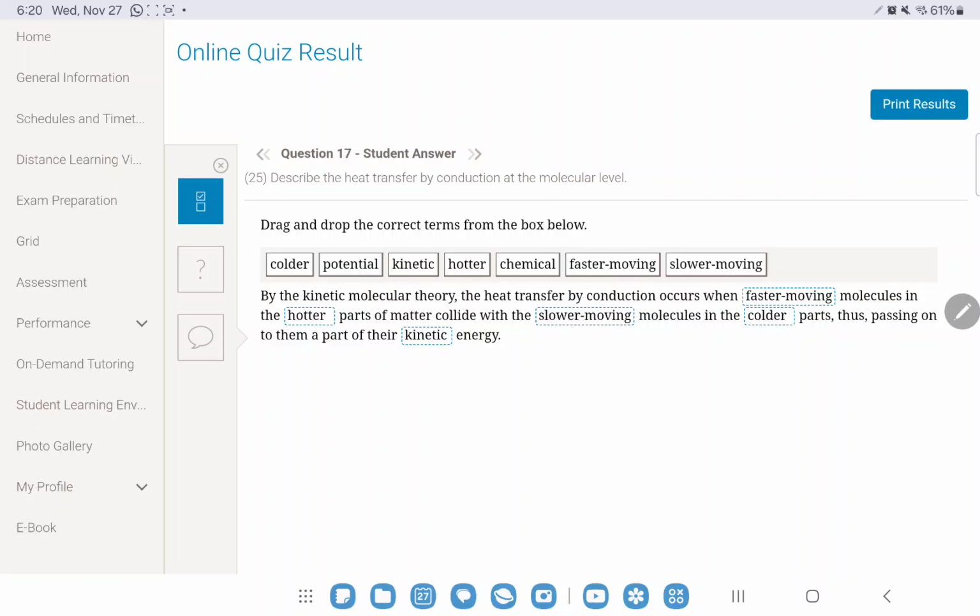Okay. By the kinetic molecular theory, heat transferred by conduction occurs when faster moving molecules in hotter parts collide. Always, when you see faster, it's hotter. Slower is colder. And they're going to be colliding with each other. So they're going to reach equilibrium heat. They're going to reach the same heat. And this is transferring kinetic energy. That's how they transfer the heat with them.